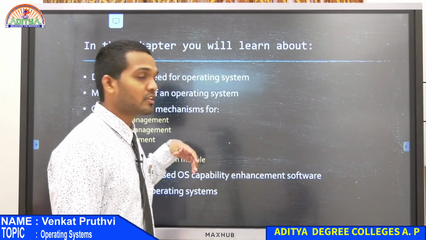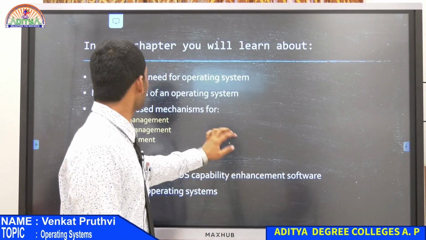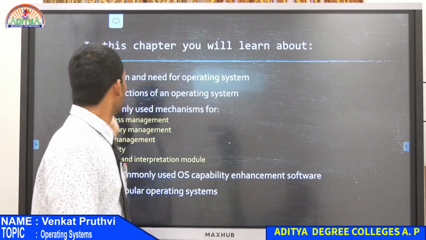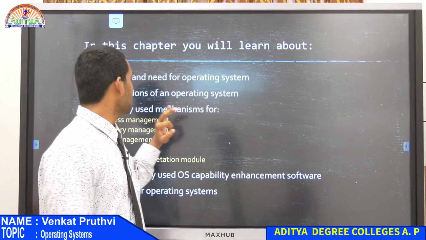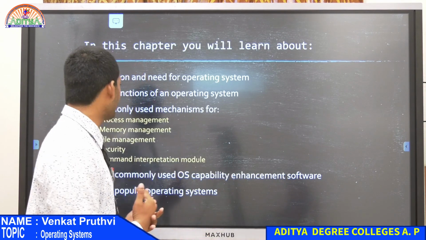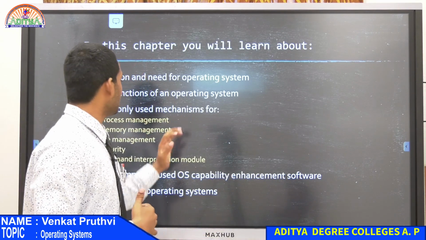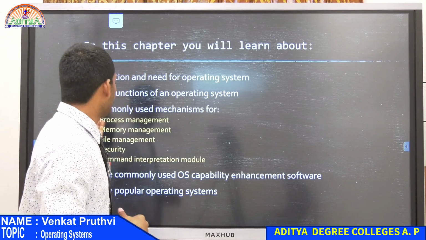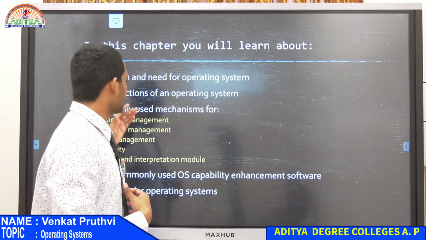We'll once revise the topics that we were discussing yesterday. We discussed the definition and the need for operating systems, and then the main functions of an operating system, the different functions that we have, and the commonly used mechanisms, in which we have just started discussing process management.